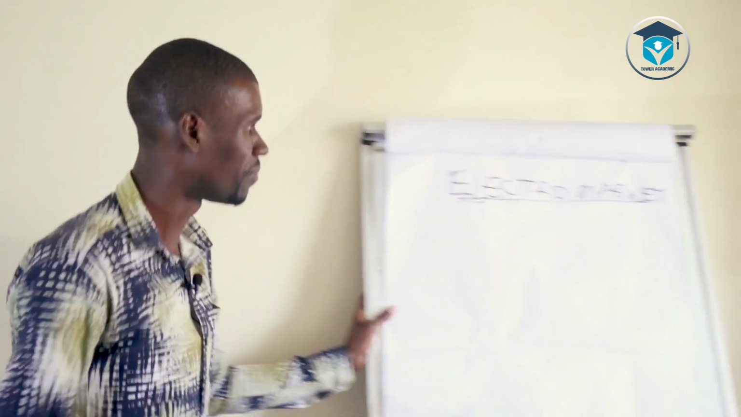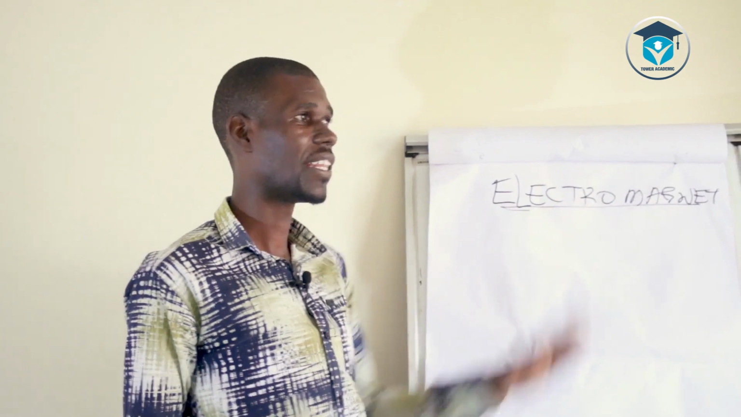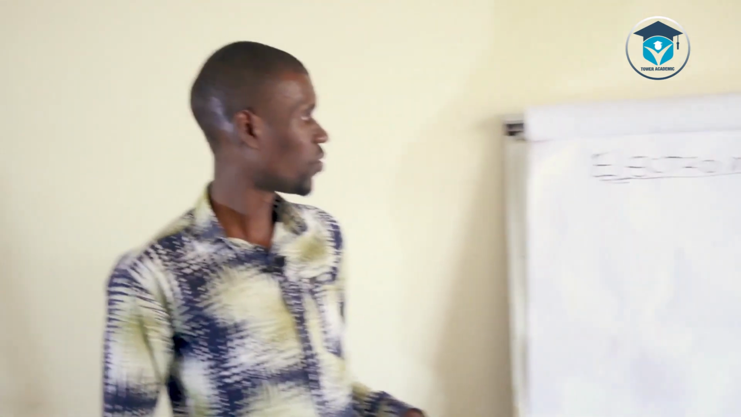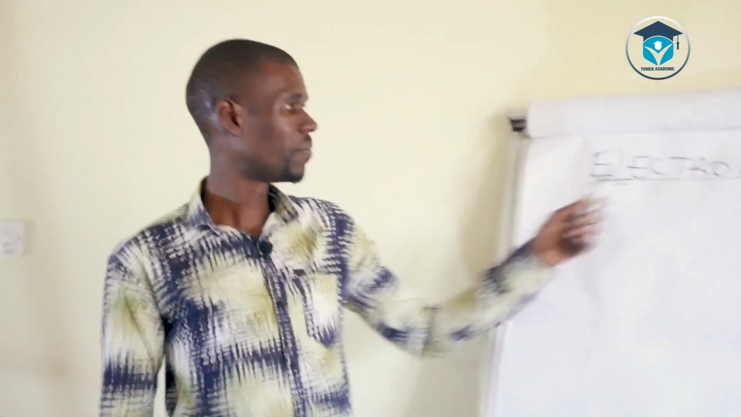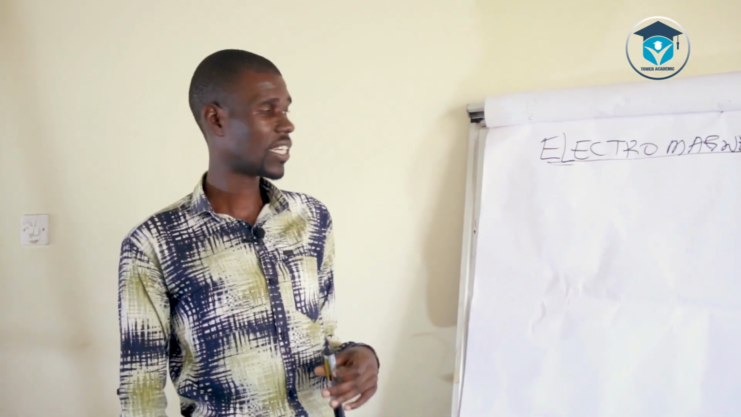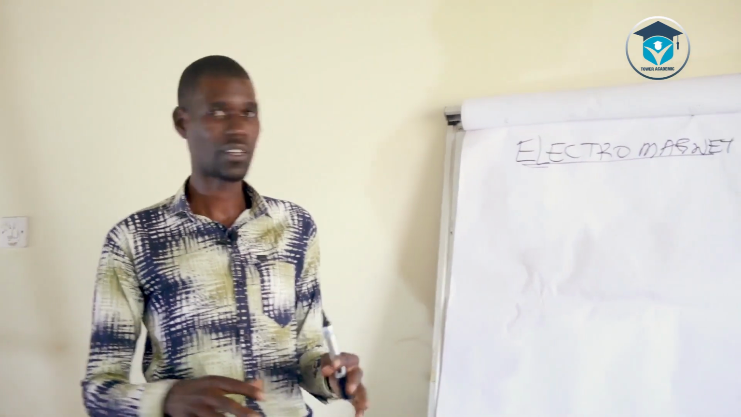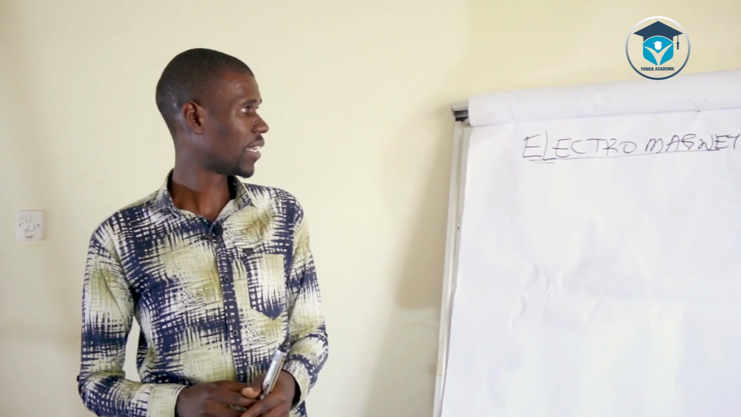The word electromagnet comes from two words. One is electro, then the other one is a magnet. So electro comes from electric current. So under the influence of an electric current, we can have a magnet formed, and that is what we are going to dwell on in our lesson today.